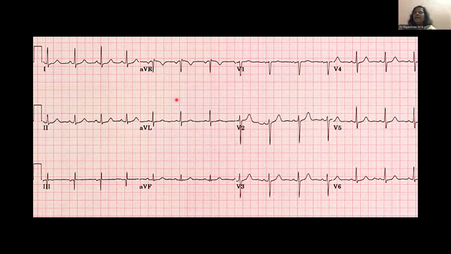We can see a clear U wave in the lead. Is there a U wave? There is a small U wave there. This is a U wave. Yes, sir. Q waves. Small Q wave. This is the Q wave.